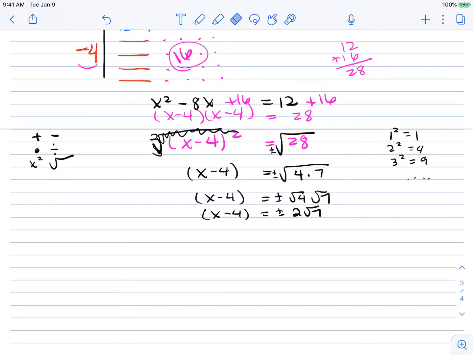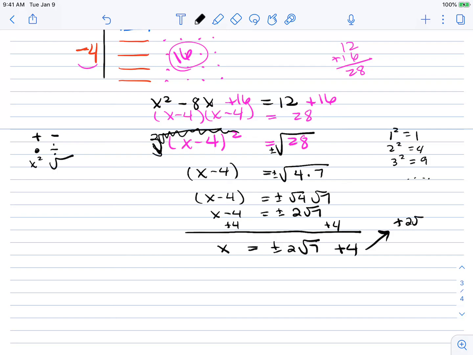Okay. I really don't need my parentheses here anymore because I undid my power of 2. And I still want to get my x alone, so I'm going to add this 4 to both sides. Then I get my x alone. And it's plus or minus 2 square root of 7 plus 4, which means I have two answers. I have a positive 2 square root of 7 plus 4, and I have a negative 2 square root of 7 plus 4. And usually they put the irrational part second, so I can switch these orders if I chose. It doesn't matter, both are correct.